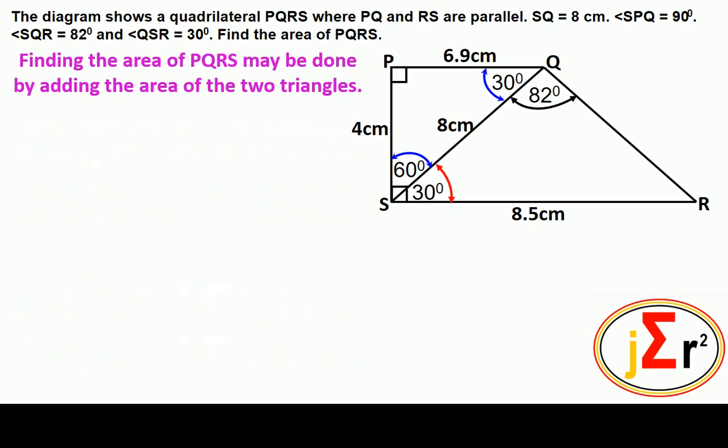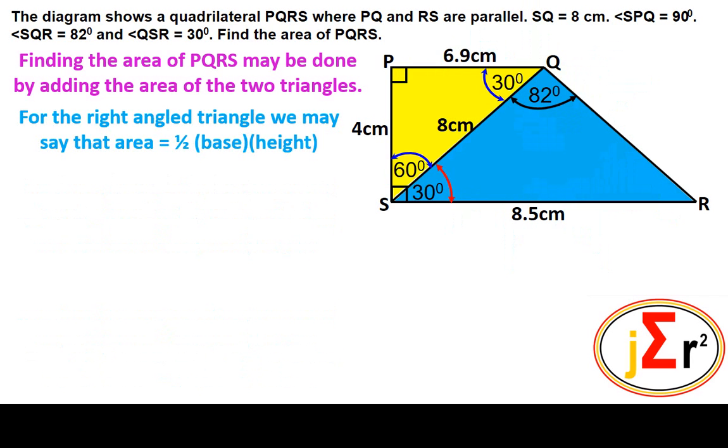Finding the area of PQRS may be done by adding the area of the 2 triangles. We have the 2 triangles. On this occasion, we are treating the figure as if it is separated into 2 triangles. For the right-angled triangle, we may say that area is equal to half base times height, which is our traditional and easily remembered way of finding the area of a triangle.